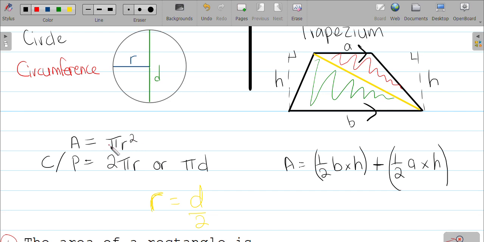And then for area of a circle, guys, it is pi times the radius squared. Please remember that, okay? Pi times the radius squared. And then for the circumference, you can kind of think of it as a perimeter. The circumference is equal to 2 times pi times the radius, or it can be pi times the diameter. So you must use these formulas to work out area and circumference of a circle, which we will do just now.